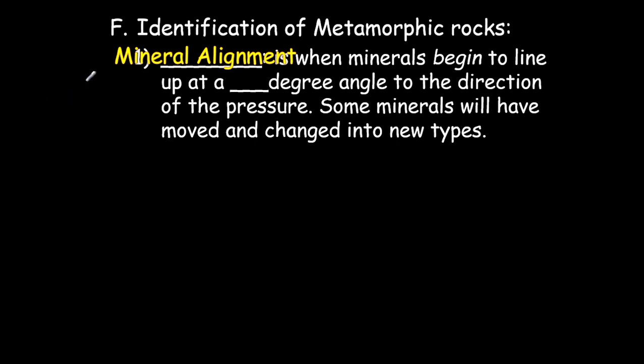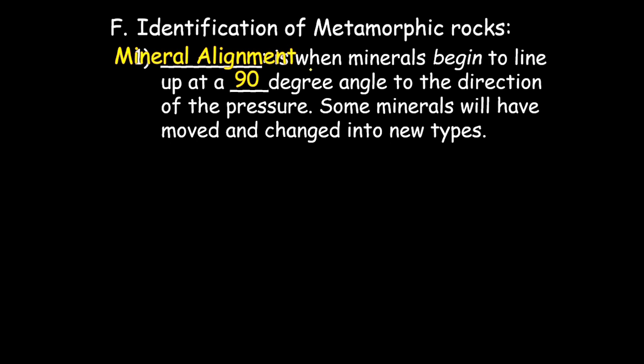So mineral alignment is right here, part of a foliated texture. So what does mineral alignment mean? This is where the minerals begin to actually line up. When you add heat to a rock, it's going to become soft. Think almost like jello or pudding. Pudding is not really a liquid, it's not a solid. It's kind of that semi-solid in between, and things inside can move around. So minerals are going to be able to line up to a 90-degree angle in the direction of pressure.